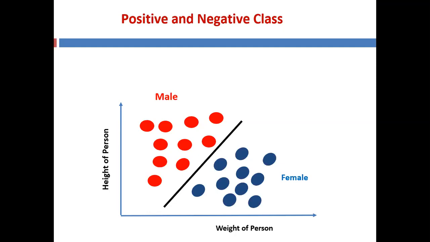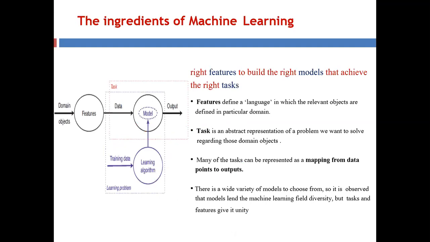Let us move to the next slide, that is the ingredients of machine learning. So what are the ingredients of machine learning? The features used to build the machine learning model, the training data set which is used along with the machine learning algorithm to construct a machine learning model, the data points, the output that is produced by the constructed machine learning model, and the task that is achieved using the constructed machine learning model. All these are the ingredients of machine learning. Peter Flach has rightly said that the right features are used to build the right model that achieves the right task. Let us understand these ingredients one by one.